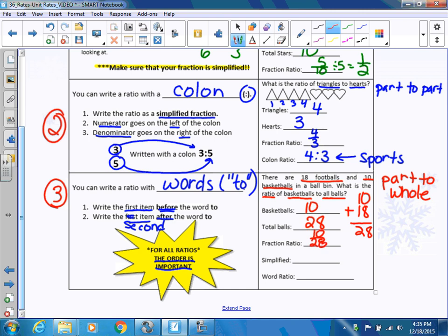And I'm going to simplify that. I'm going to divide both of those by 2. And that would give me 5/14. And to write it as words, I would say 5 to 14. You could also say 5 out of 14 balls are basketballs.